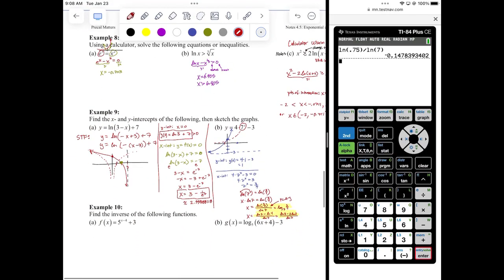All right, everyone good with finding x and y intercepts? We now have the algebraic skills to do it. We solve log equations or exponential equations, depending on what we're doing.